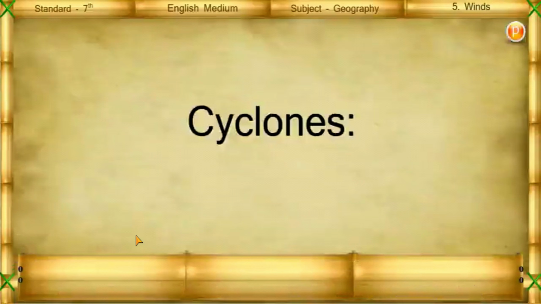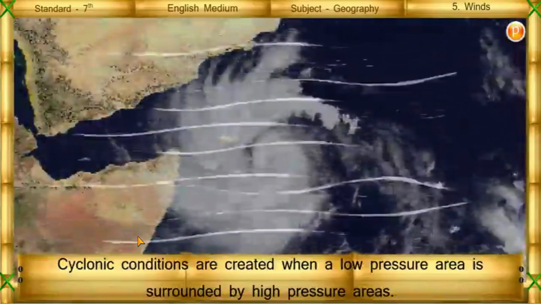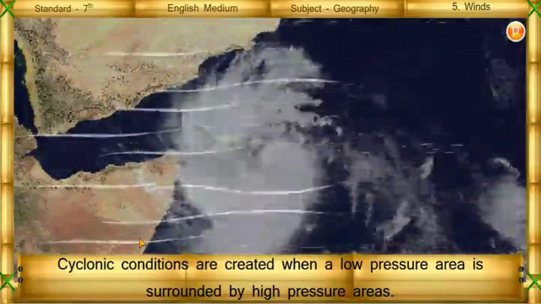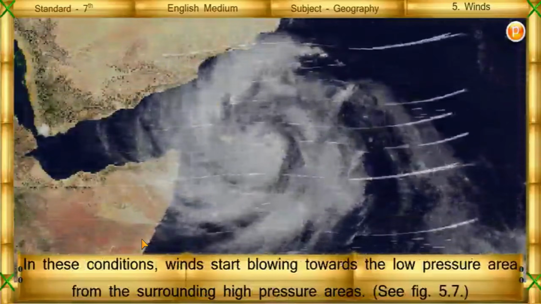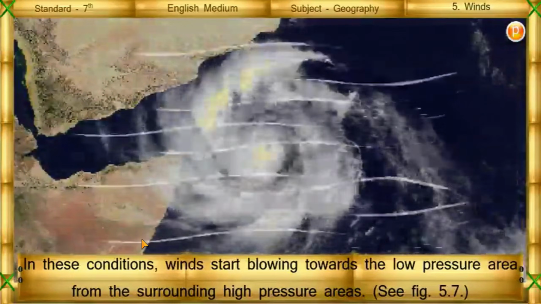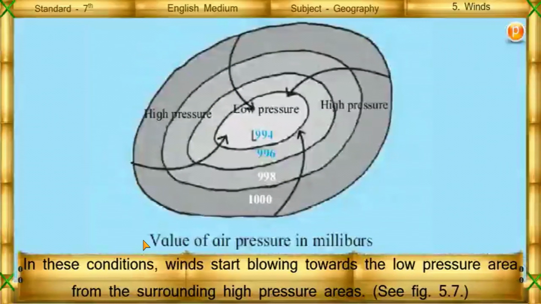Cyclones. Cyclonic conditions are created when a low pressure area is surrounded by high pressure areas. In these conditions, winds start blowing towards the low pressure area from the surrounding high pressure areas. See figure 5.7.